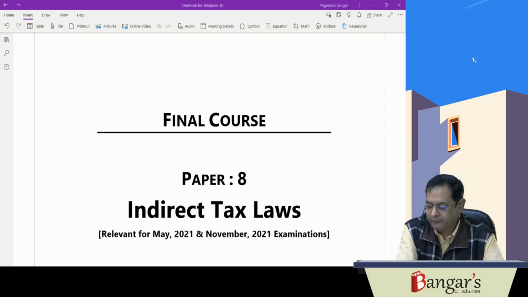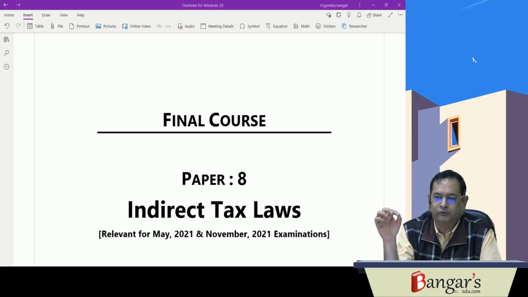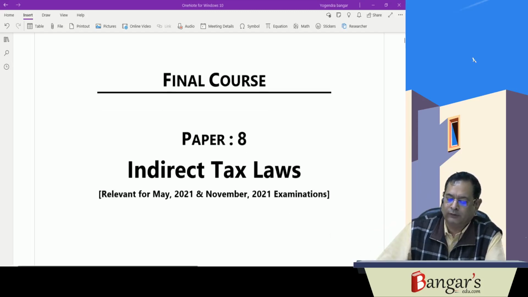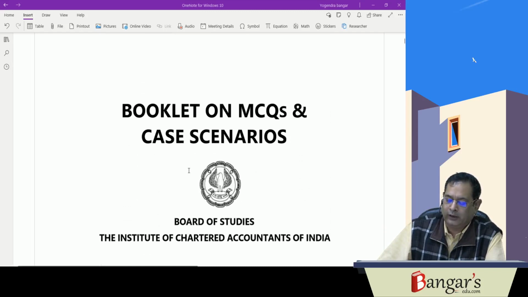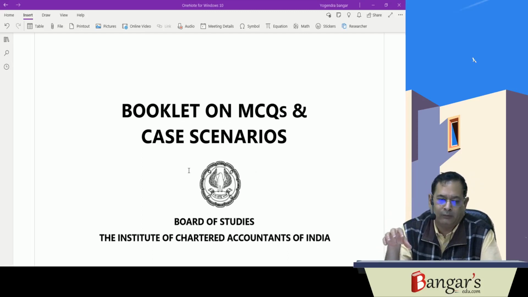Now, as you are aware, the Institute of Chartered Accountants of India has introduced 30 marks multiple choice questions in their core subjects. In Indirect Tax Laws also, they have introduced 30 marks multiple choice questions, which consist of independent MCQs and case scenario based MCQs. They have released a booklet on MCQs and case scenarios. This booklet consists of 100 independent MCQs and 30 case scenarios, in which multiple choice questions have been provided.